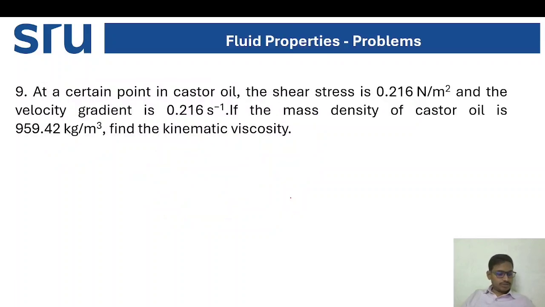So we'll see the next problem. At a certain point in a castor oil, the shear stress is 0.216 Newton per meter square and the velocity gradient is 0.216 seconds inverse. If the mass density of the castor oil is 959.42 kg per meter cube, then find the kinematic viscosity.